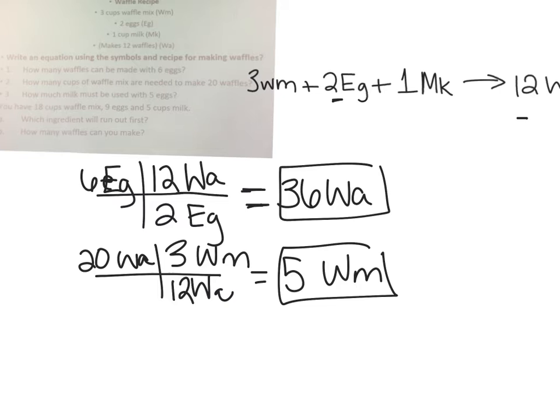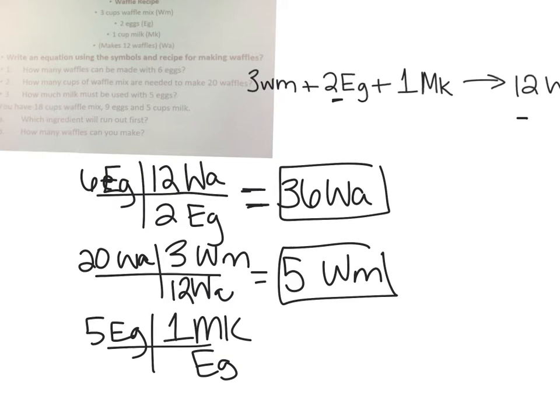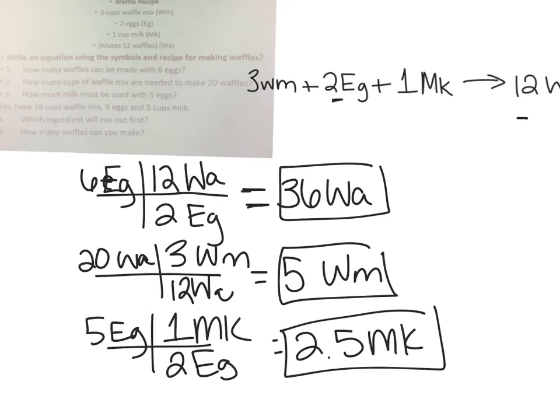All right, then the next one was how much milk must be used with 5 eggs. So you could have had the 5 eggs, words came down to the right, and you related it to your milk. So 1 milk for 2 eggs. So 5 times 1 divided by 2 was 2.5 cups of milk. Good.